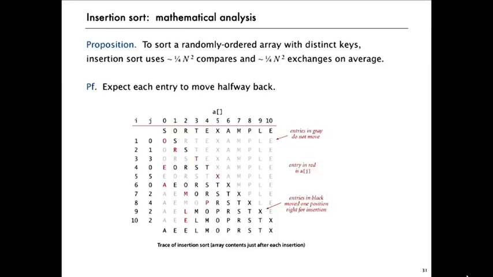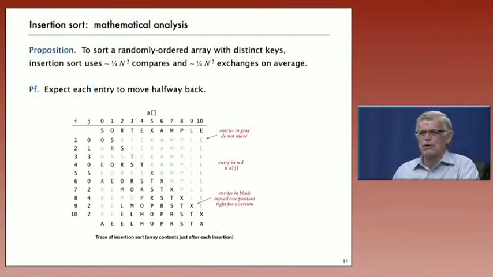What about the analysis of insertion sort? It's more complicated. Our proposition says that insertion sort, to sort a randomly ordered array with distinct keys, will use about 1/4 n squared compares and about the same number, 1/4 n squared exchanges, on the average. This is more complicated to prove. It depends on the array being randomly ordered. And again, you can get a feeling for where the proposition comes from by looking at this n by n trace. Again, the black elements are the ones that we compare, and actually they're also the exchanges. And the red one is the one that's finally put into place.